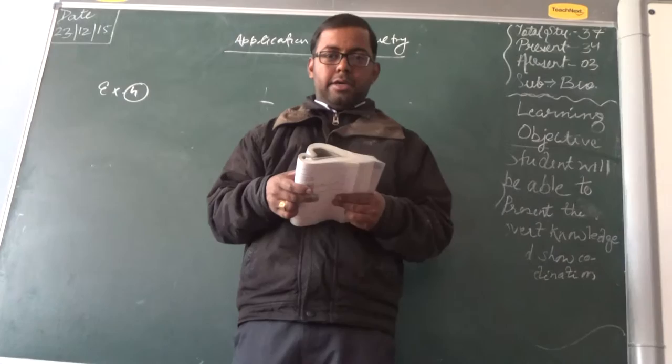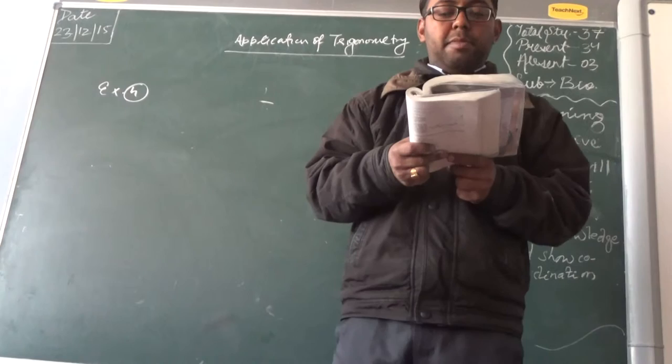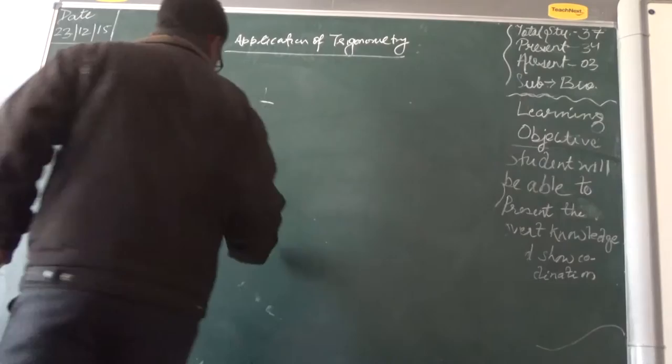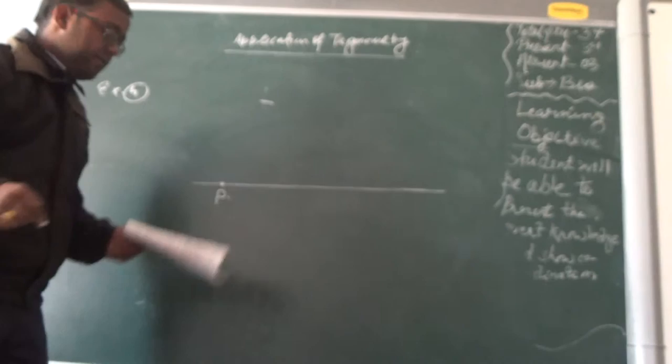From a point P on the ground, the angle of elevation of the top of a 10 meter tall building is 30 degrees. A point P on the ground is here. Angle of elevation and angle of depression are the two things.